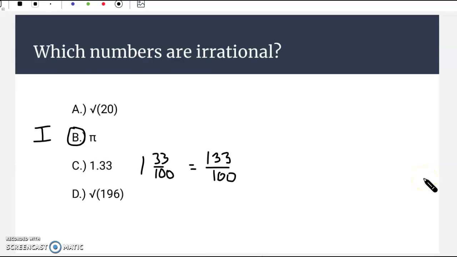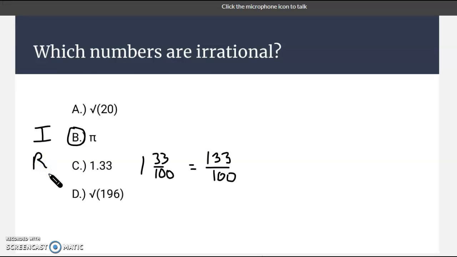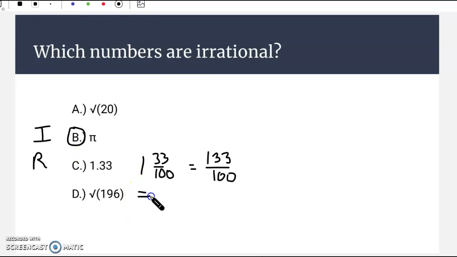And then let's see about D. Square root of 196, I want to say 196 is a perfect square. If you plug that in on the calculator, you get 14. So that would make D rational. But then the original one, letter A, square root of 20, is 4.472135954999 forever and ever. That would make this irrational. There we go. So A and B are irrationals, with C and D turning out to be rational.